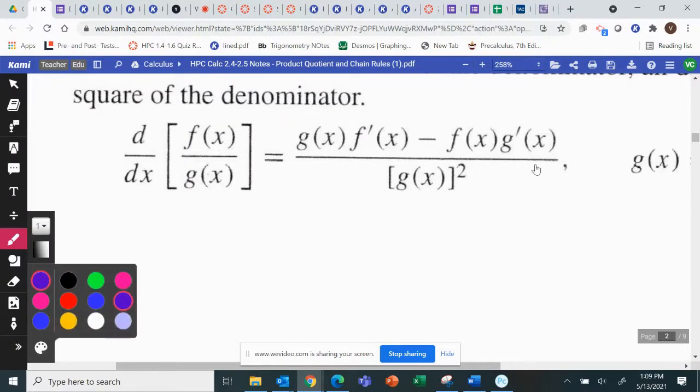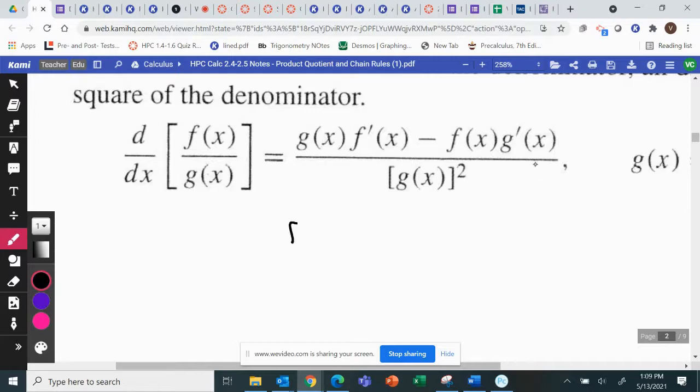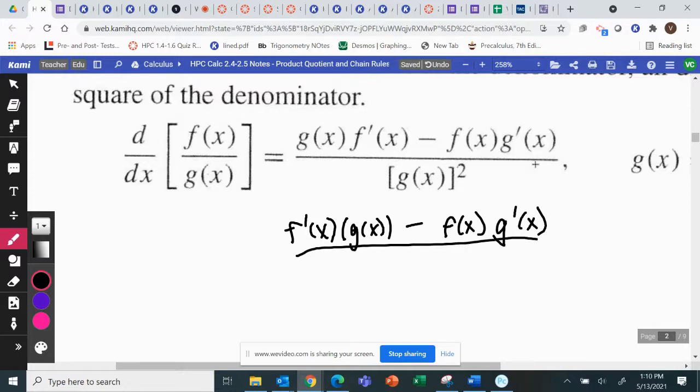It is going to say to take f prime of x, so the derivative of the top, multiply it by g of x. So we multiply by the other one, which is on the bottom. It is going to be subtraction where the product rule was plus. And then we do f of x multiplied by the derivative of g of x, which is the bottom. And then this one also has extra stuff. We divide by g of x squared.